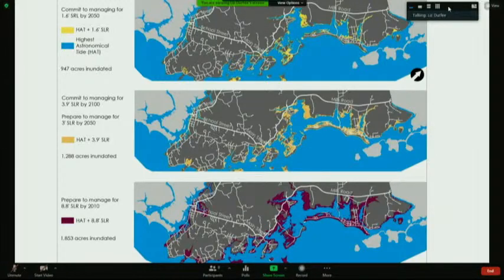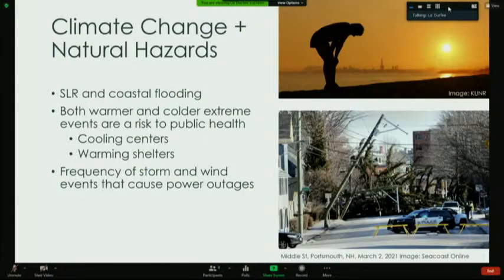So we talked a little bit about sea level rise and how that can exacerbate other hazards like coastal flooding. But there are a few other areas that I touched on. One, the impact of warmer and cooler extreme storm events are a risk to public health, and the connection to hazard mitigation planning.